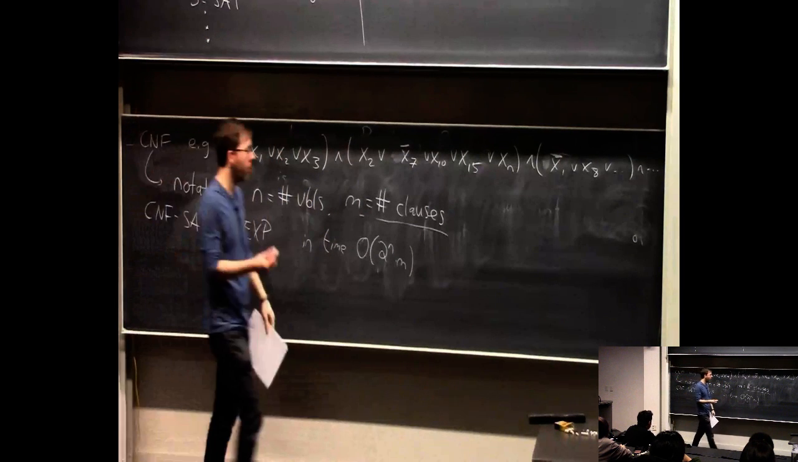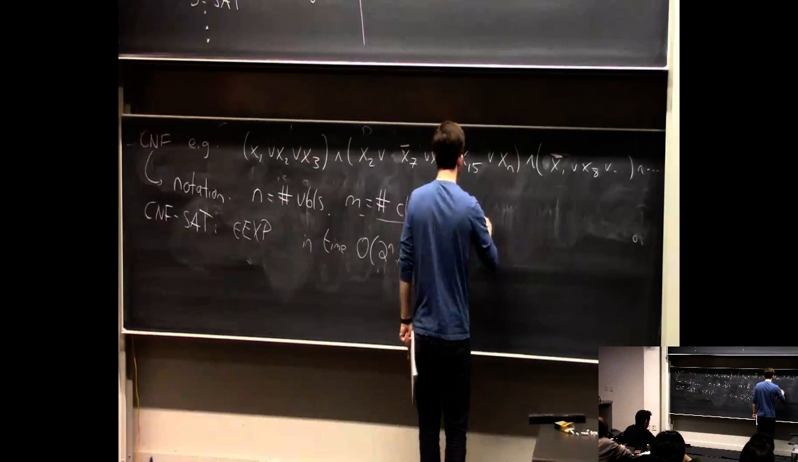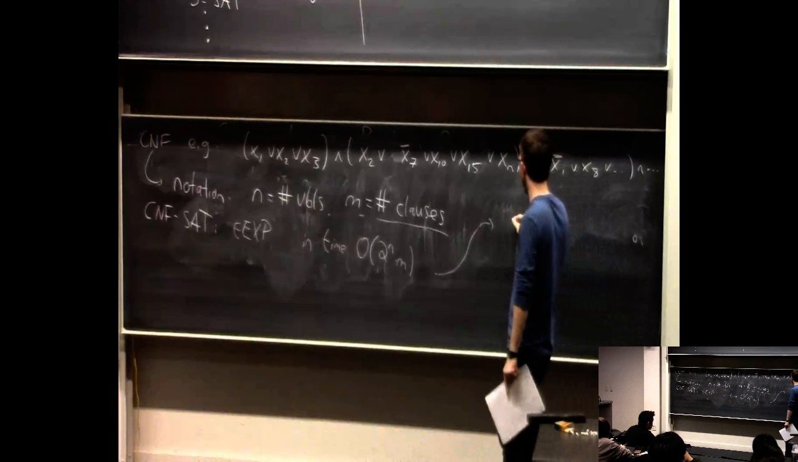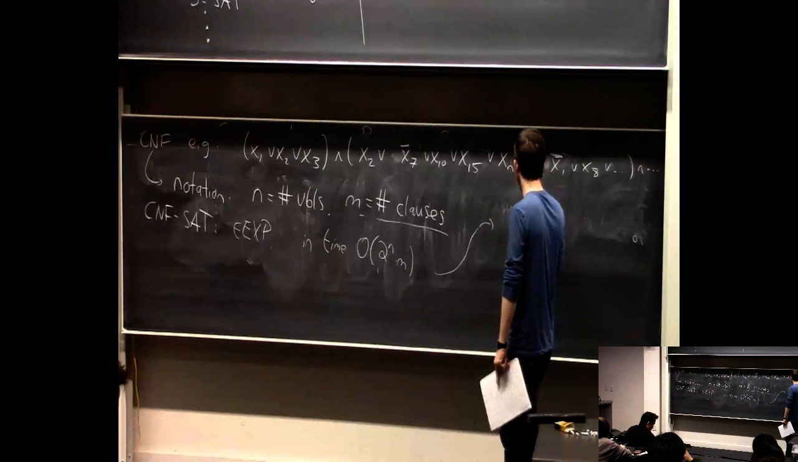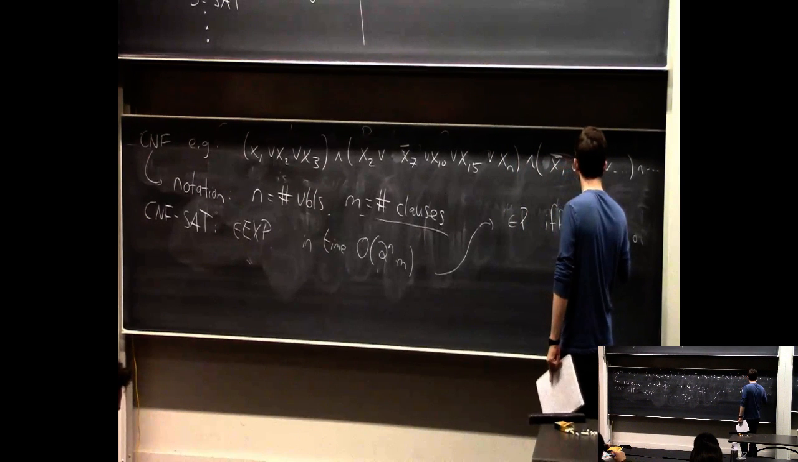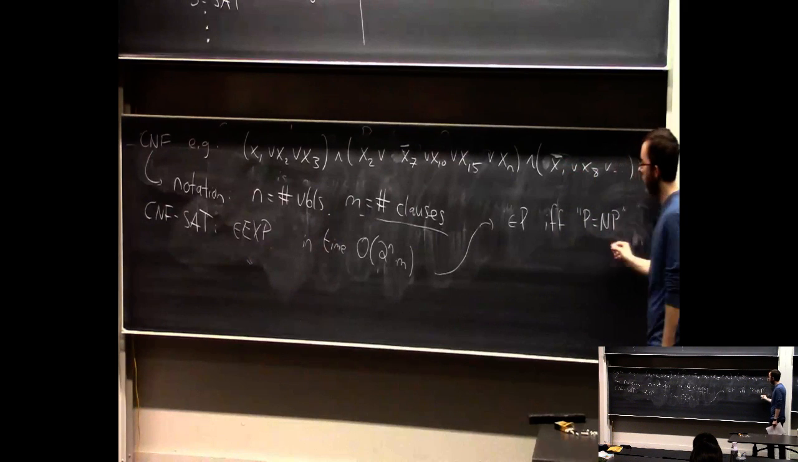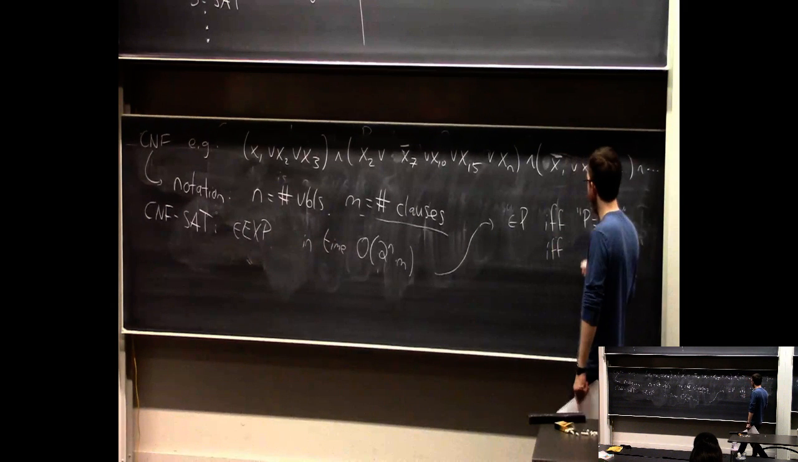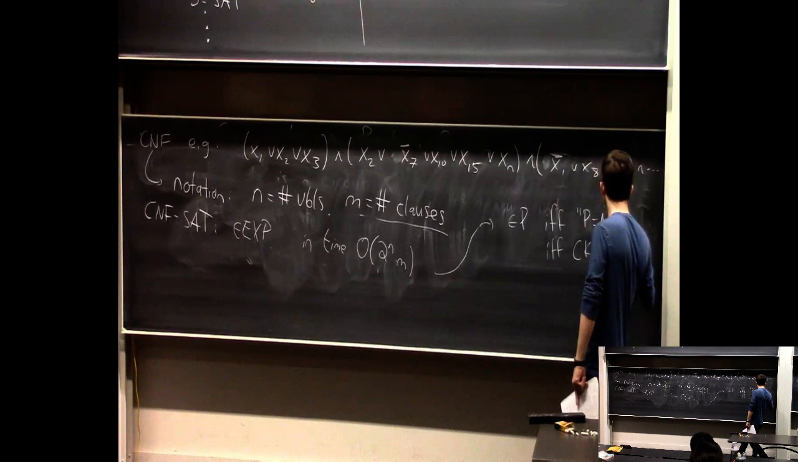And in particular, this problem is also NP complete. If you don't remember what that means, it's OK. We'll get to it. But it has the property that it's in P if and only if this thing called P equals NP, which, as we saw before, is if and only if formula SAT is in P, if and only if circuit SAT is in P, etc.